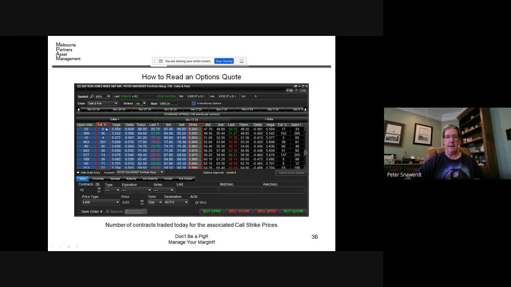Total volume. This is for total volume of contracts traded today for calls. Same thing for puts. Open interest. Open interest is different than total volume for the day. Open interest represents the number of outstanding options contracts. When an options chain is initially released into the market, you'll find open interest is 0. So think of this as total volume for that option over all time since it's existed. It's a way to think about it. Same thing for puts over here.